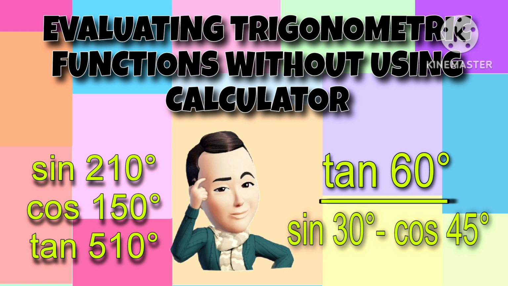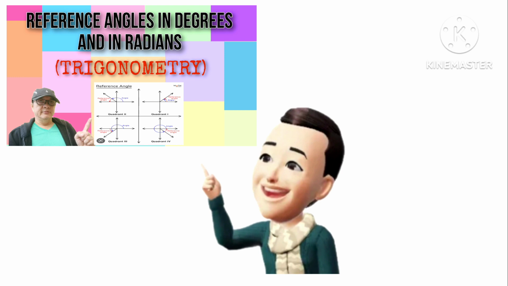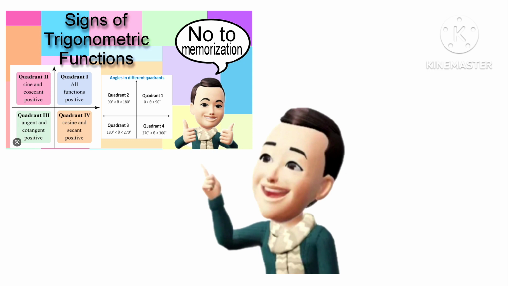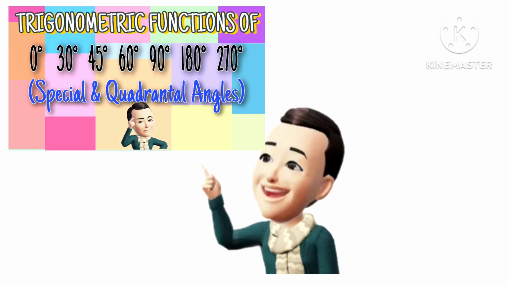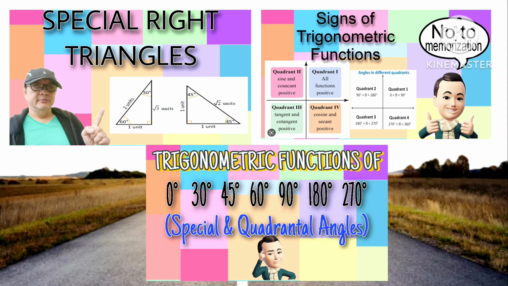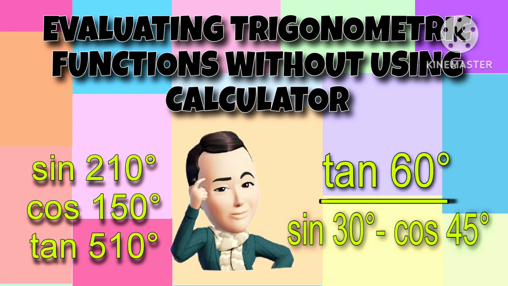Okay, this is it. So we are done with the three topics, namely reference angles in degrees and in radians, signs of trigonometric functions, and the trigonometric functions of special and quadrantal angles. So, just like I said before, kailangan po natin itong mga videos na to. So, kung di nyo pa napanood, please do watch in order to better understand the next topic, which is evaluating trigonometric functions without using calculator. Okay? So, wag na po nating pahabain. Let's get started.